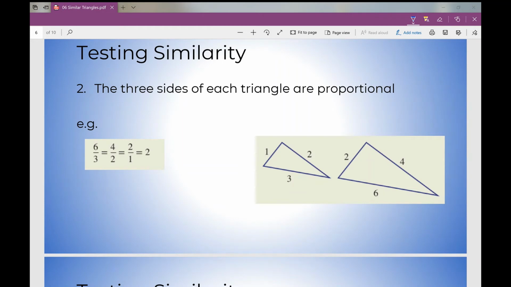So what that means is that when we take all the sides from our bigger triangle over here and make fractions with all the sides of our smaller triangle over here, so these 2 corresponding sides become 6/3. These 2 corresponding sides become 4/2. And these 2 corresponding sides become 2/1. All of these 3 ratios simplify to the same thing, and that's 2. That means that the ratio of all these sides is the same, and therefore these two triangles are similar.